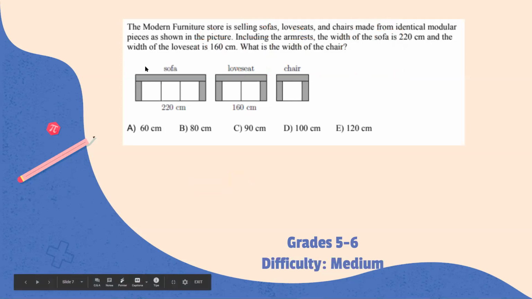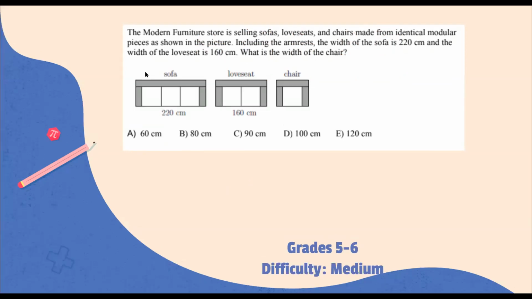So here's the next problem. It's actually for grades 5 through 6, but I think that you guys can do it. Now I'll go over the problem. So you have a furniture store called Modern Furniture, and they're selling sofas which have 3 seats, love seats which are for 2 people, and a regular chair.